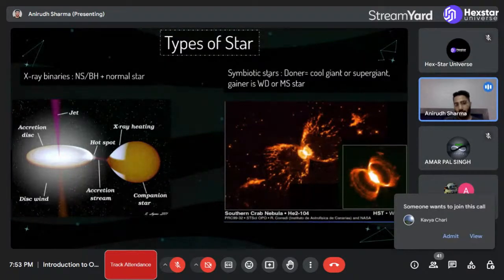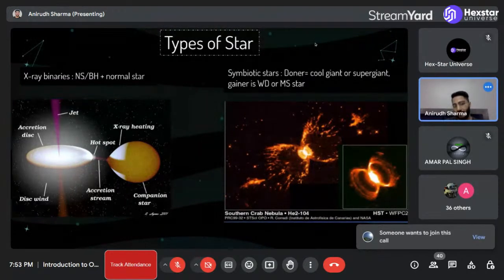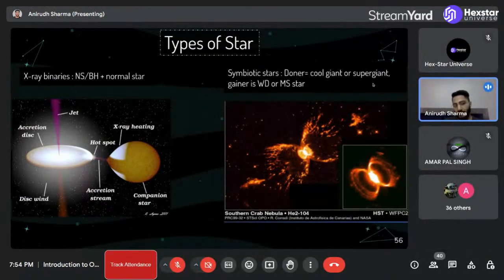Then there are symbiotic stars or donor stars, which is basically where one star kind of rejuvenates the other star. So let's say there is a white dwarf star, there is not much left for a white dwarf star to do in its life. But if it's rotating along with, let's say, a main sequence star like a supergiant star, then the white dwarf or the main sequence star would gain some material from the supergiant or cool giant star. So that is how they are kind of symbiotic.